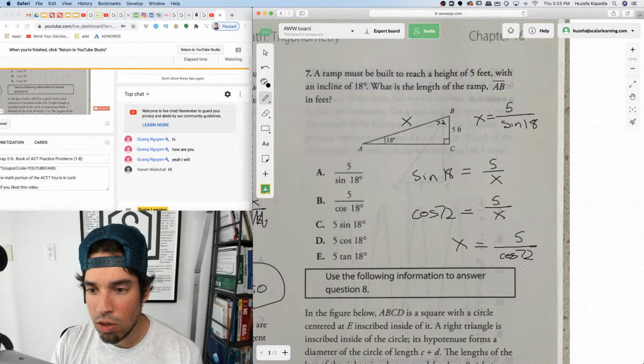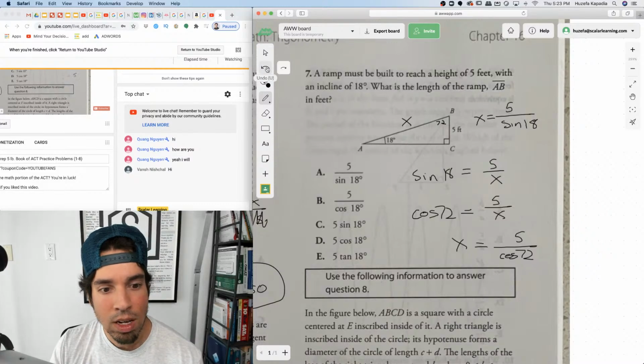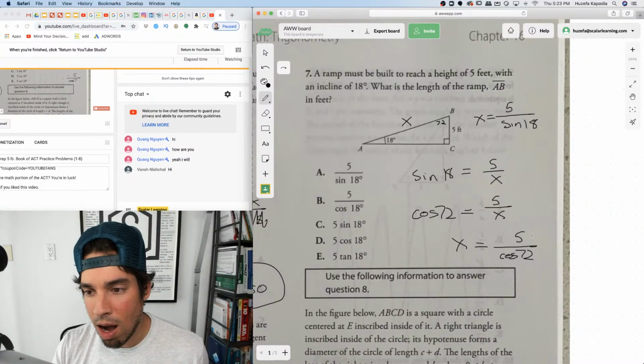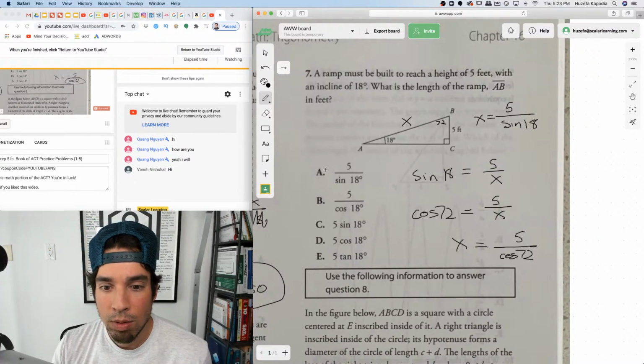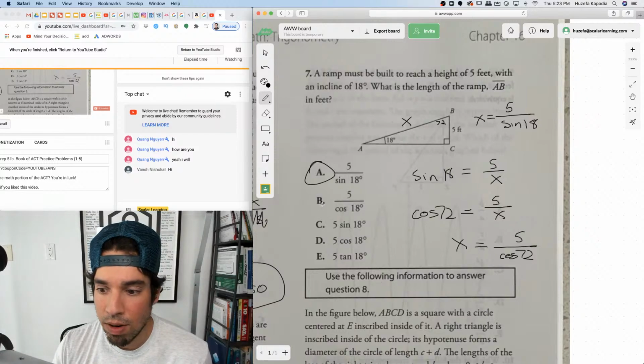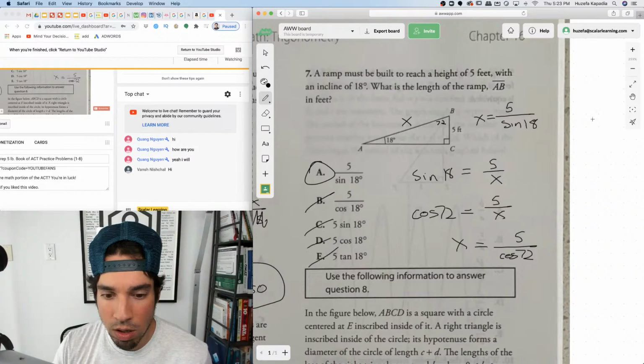This is another nice rule to remember, that cosine of 72 equals sine of 18, because sine and cosine of complementary angles are equal, and vice versa. Anyway, so 5 over sine of 18, boom, right there. 5 over cosine of 18? No, no, no. All right.